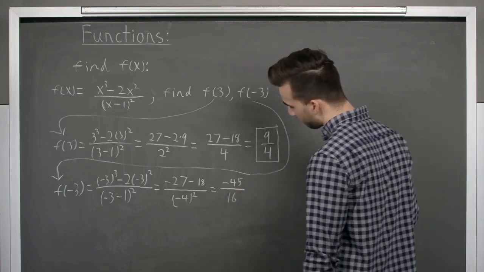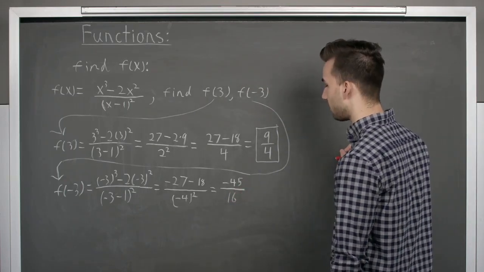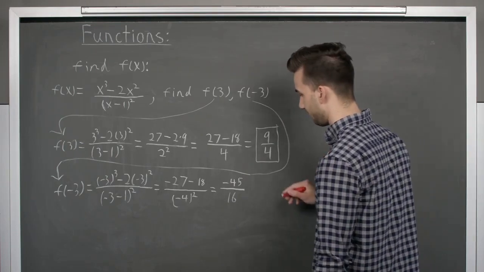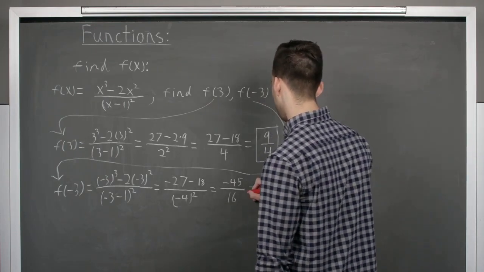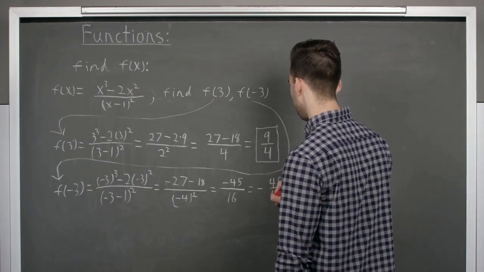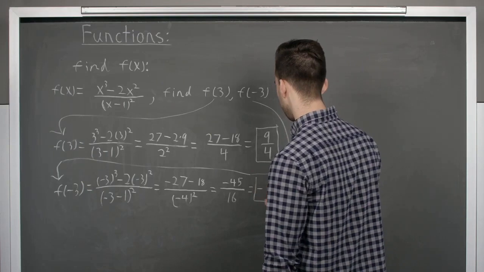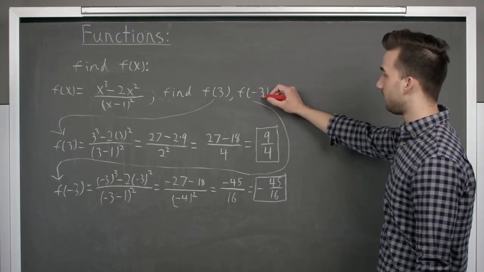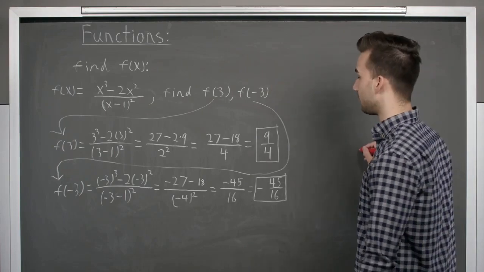So can we simplify this anymore? I'm trying to think. Let's just say we cannot. So our solution for this is negative 45 divided by 16. And that's our solution for f, where x is negative 3.